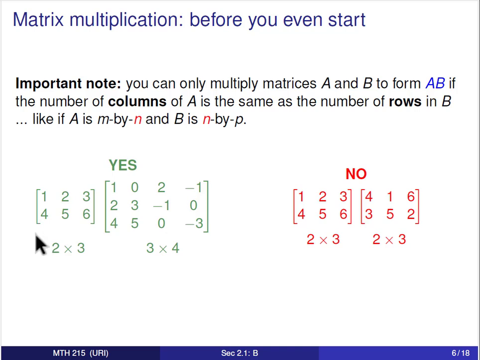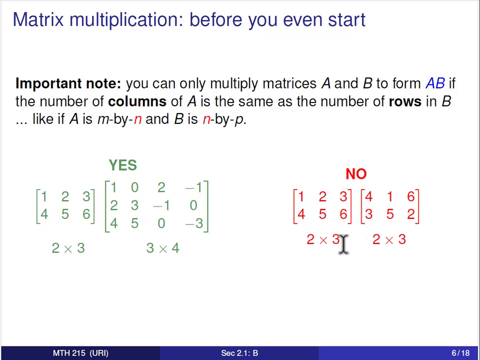This matrix on the left is 2 rows, 3 columns. It's 2 by 3. This matrix on the right is 3 rows and 4 columns. And because those two middle numbers match, they're both 3, it should be possible to multiply these two matrices together. On the other hand, these two matrices cannot be multiplied together. It wouldn't make sense because the 3 and the 2 inside here don't match.